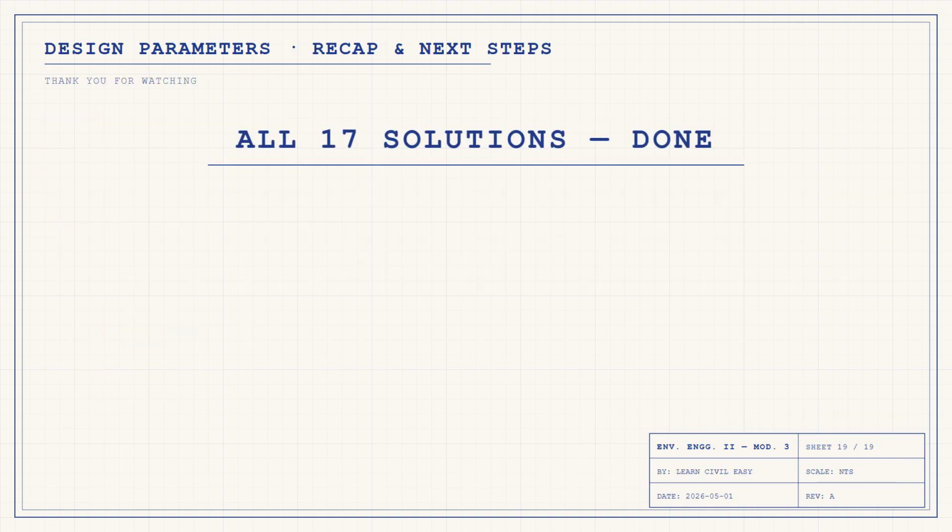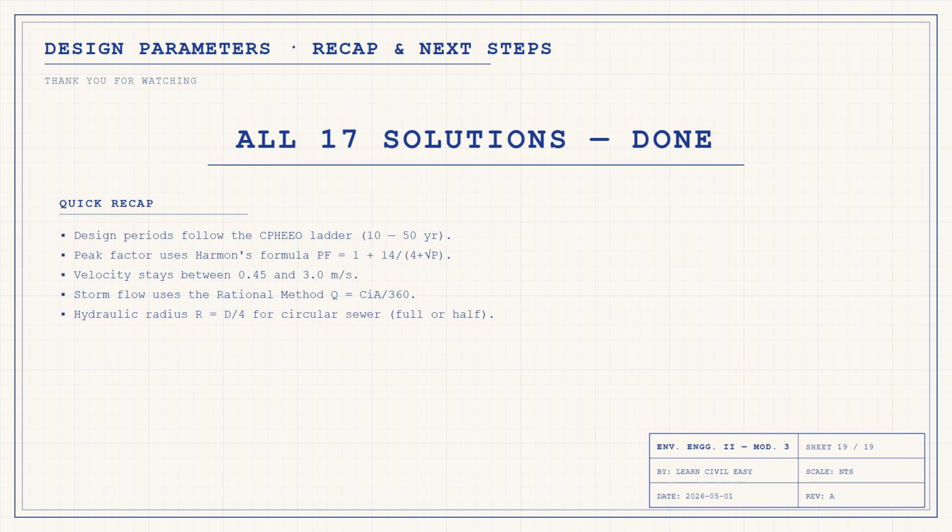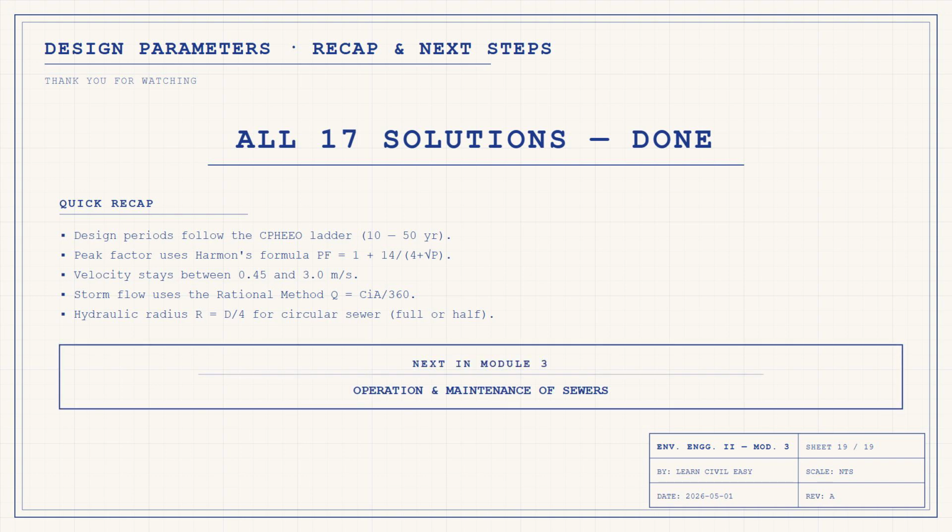That completes all 17 solutions. To recap, design periods follow the CPHEEO ladder, peak factor uses Harmon's formula, velocity stays between 0.45 and 3 meters per second, and storm flow uses the rational method.